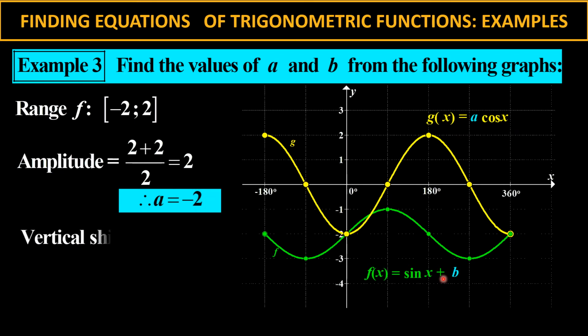Then the next one, vertical shift. So if I look at that vertical shift there, you see this is the graph. That graph were to start at 0, it moved 2 down. So therefore the b is equal to -2. Okay.